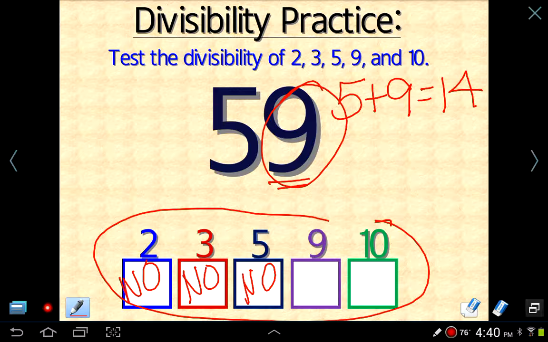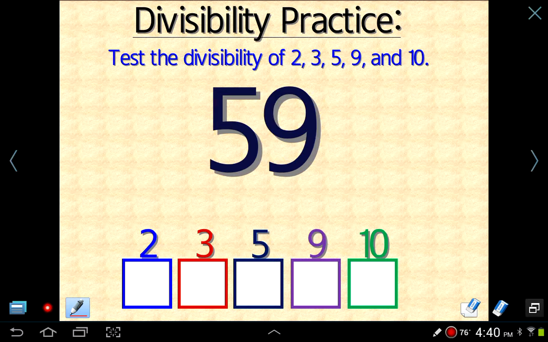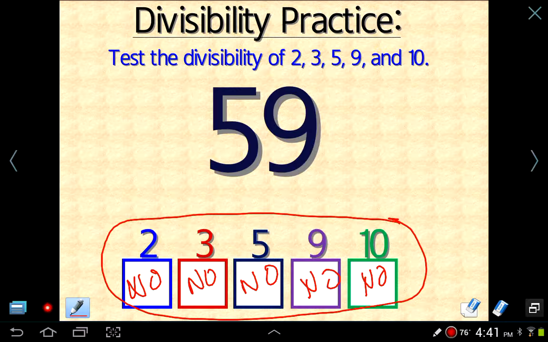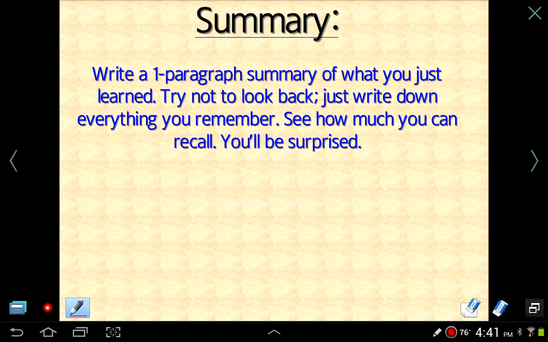Does 9 go into it? Oh, yeah, it's got to be, right? There's a 9 right here, so 9's got to go into it. But that would be no. So far I've got a lot of no's. I'm going to write all these in here. And does 10 go into it? No. So check it out. 59 has no factors at all. Well, at least of the factors I'm dealing with here. It's prime. Okay, but we haven't talked about primes yet. But it is. It's a prime number.